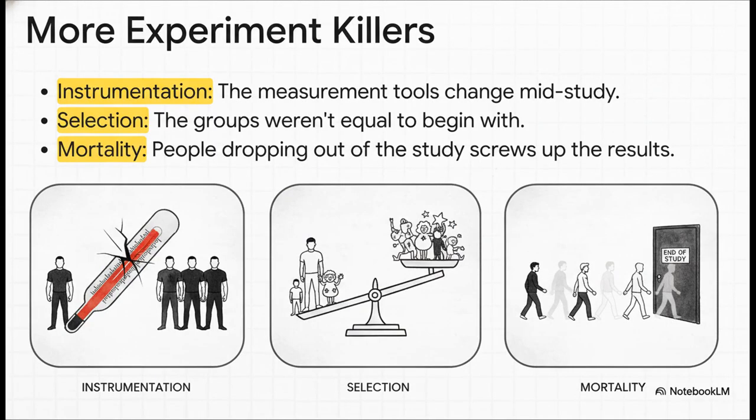And believe me, there are more of these killers out there. Instrumentation is when your measuring tool itself changes, like if your scale suddenly gets less accurate halfway through. Selection. Oh, this one's a big one. What if the group getting the treatment was just smarter or more motivated than the group that wasn't, right from the start? And then there's mortality. It sounds dark, but it just means people dropping out of the study. Think about it. If all the sickest people drop out of your new drug trial, the drug is going to look amazing for the healthy people who are left.